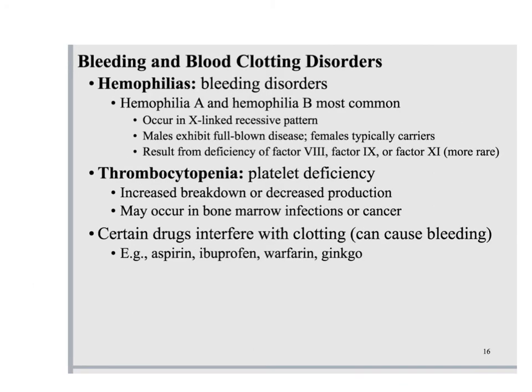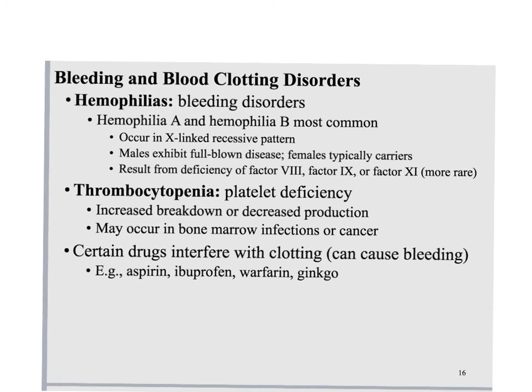So let's go over some quick bleeding and clotting disorders. We mentioned hemophilia. They are genetic in origin, most in an X-linked recessive pattern. We have thrombocytopenia, which is a platelet deficiency. This could be due to increased breakdown or decreased production of platelets. It may occur with some bone marrow infection or cancer.